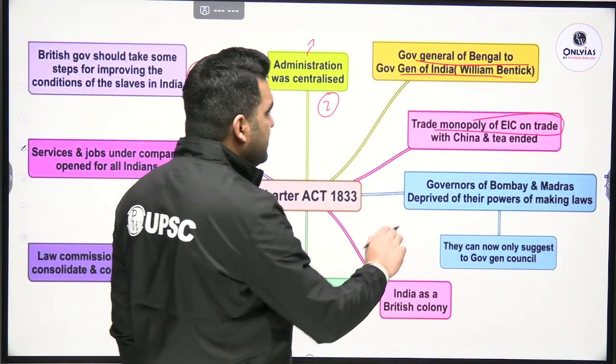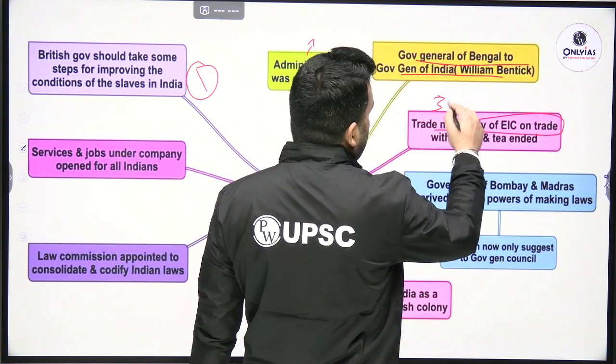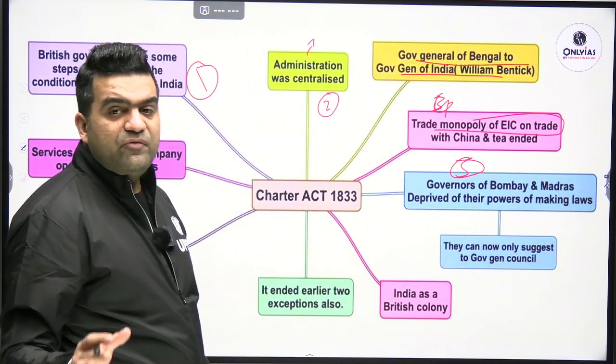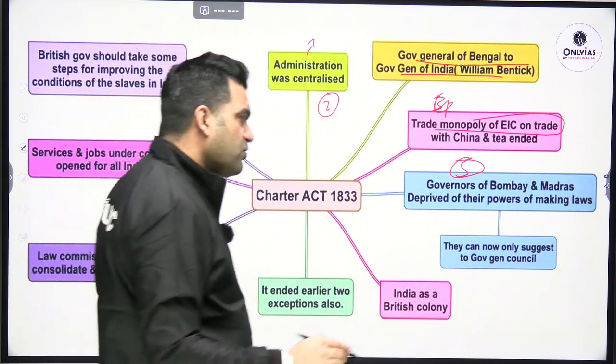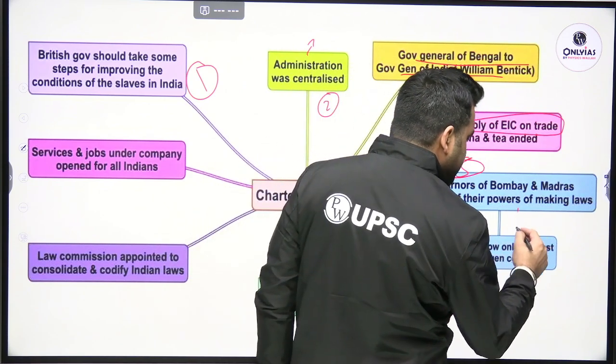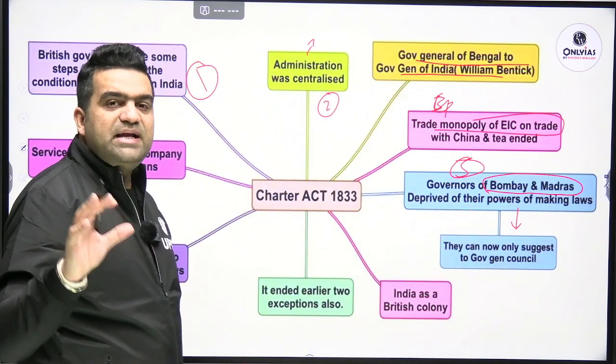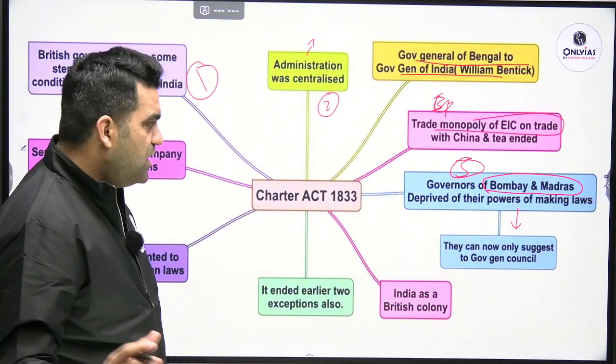Okay, then this is number 4. Number 5, Governor of Bombay and Madras deprived of their power of making laws. They can now only suggest to the Governor General. Governors of Bombay and Madras, because this act was highly centralizing in nature, what happened?